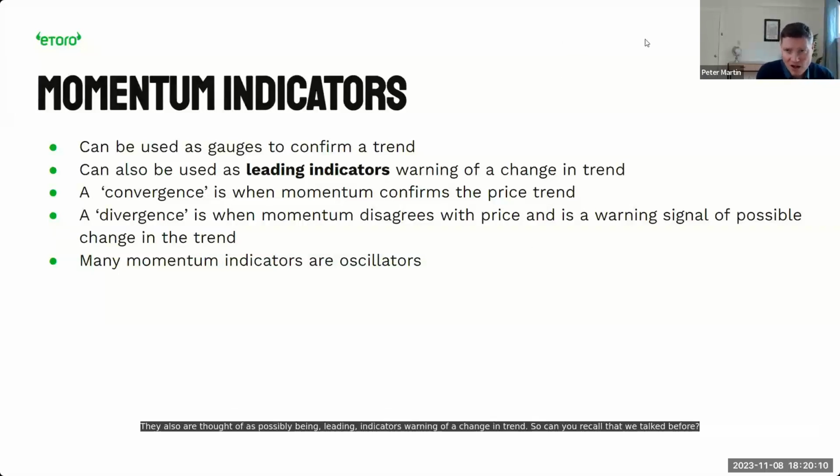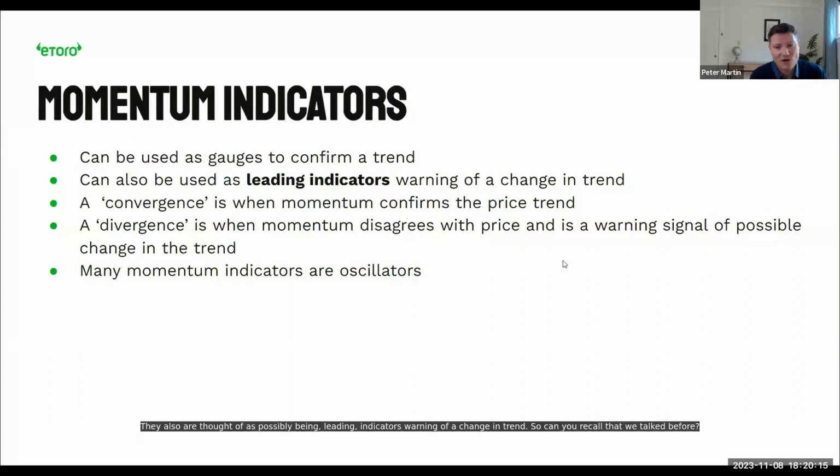They also are thought of as possibly being leading indicators, warning of a change in trend. Can you recall that we talked before about lagging indicators like moving averages, coincident indicators which show a change as the change is actually happening in price, or leading indicators, ones that show a change before it becomes evident in price. So the idea is that momentum indicators possibly can have some kind of leading indicator quality.